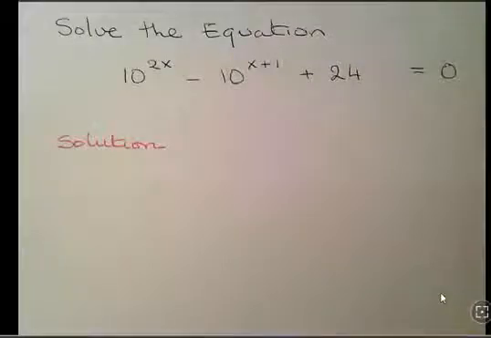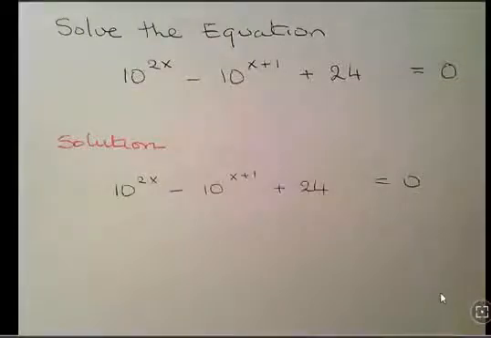Okay, in this presentation we are going to use logarithms essentially. What we're going to do here is solve the equation 10 to the 2x minus 10 to the x plus 1 plus 24 is equal to 0. Essentially what we have to do is solve it for x. Okay, so the solution is as follows.